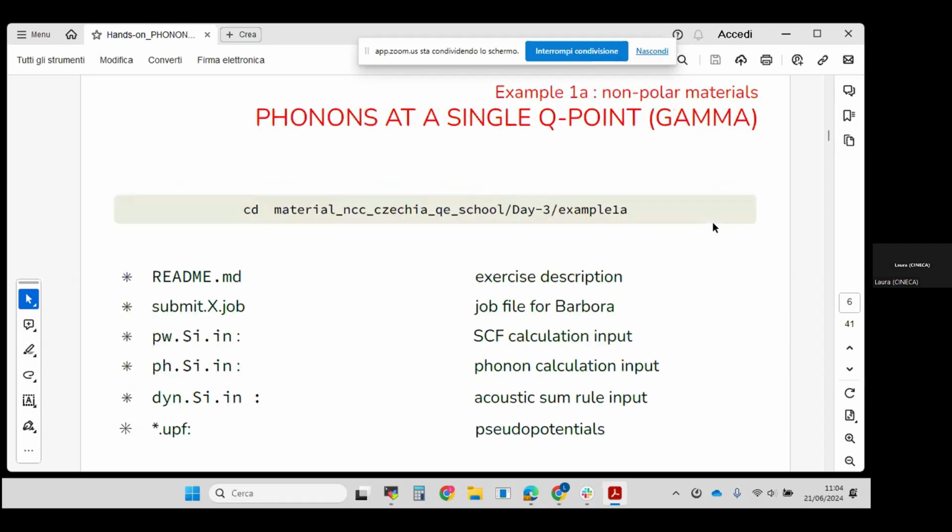So let's start with the very first simulation of today. You can find this in the folder example 1A. In this case, we are computing the phonon frequencies at a single Q point, in particular the gamma point, for a non-polar material. Inside the folder example 1A, you will find, as usual, one README file which recaps the different steps that you have to implement for the phonon calculation, a job file where you can find all the batch options and the commands to run phonon initially on CPU and then on GPUs in parallel, and a number of input files that you will need to submit with different executables to do the whole calculation, as we will see now, and also the pseudopotentials for the system simulated.